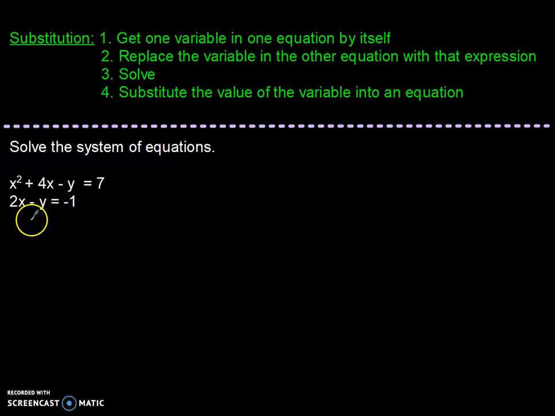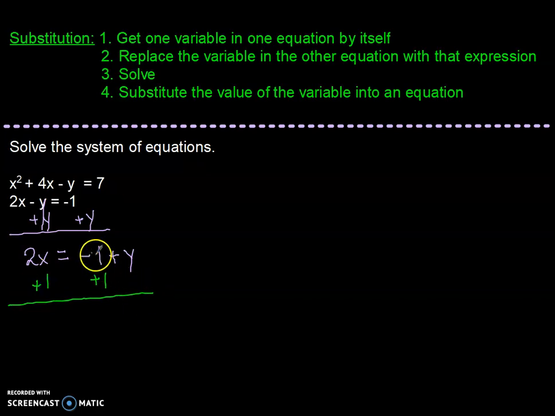So to get y by itself, I'm going to add y to both sides just because I don't want to have to deal with a negative variable. And that will give me 2x equals -1 plus y. Remember, they're not like terms, so I can't actually combine them. And then finally, I will get y by itself by adding 1 to both sides. So 2x plus 1 equals y. The first step is done. One variable in one equation by itself.